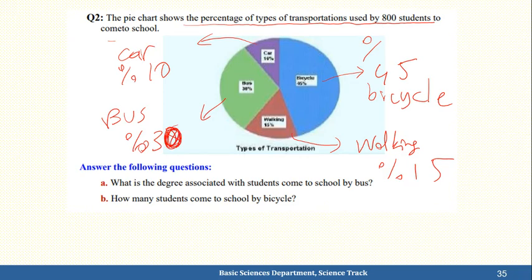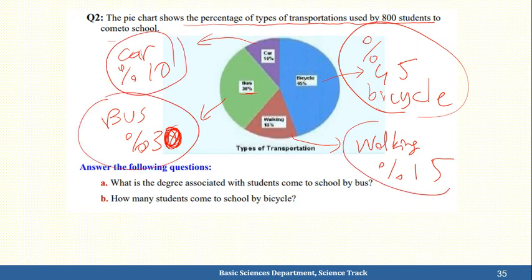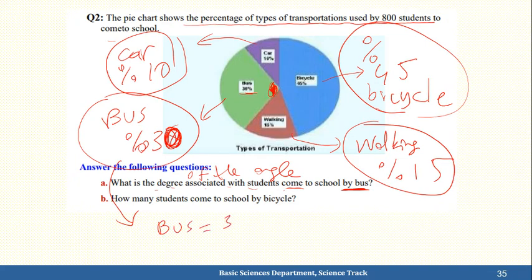Now what is the degree? This is a little blurry and not written well, but now I wrote them. What is the degree associated with students coming to school by bus? The students coming to school by bus is which part here? This is asking for the degree of the angle associated with students coming to school by bus, so we have to find the degree for it. What's the percentage of bus? Bus percentage is 30%, so you can calculate the degree.